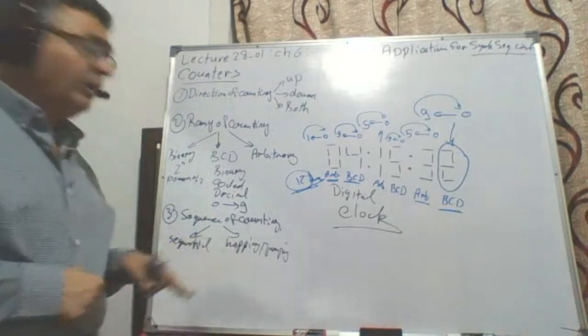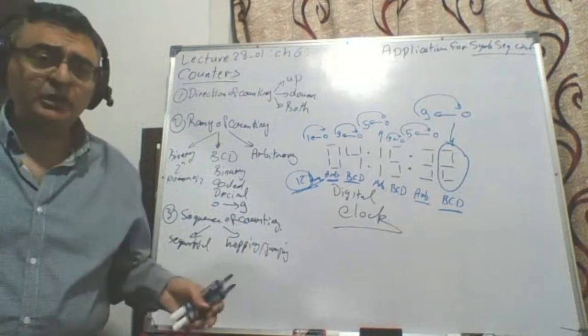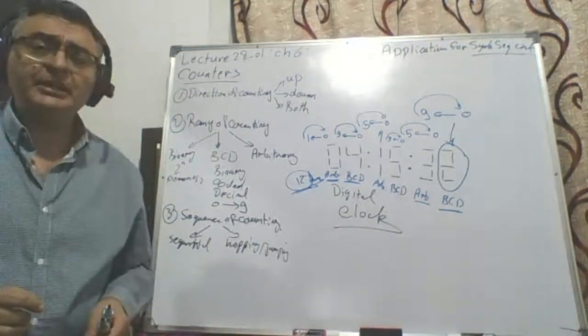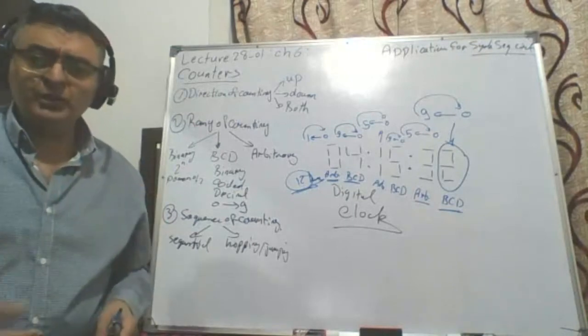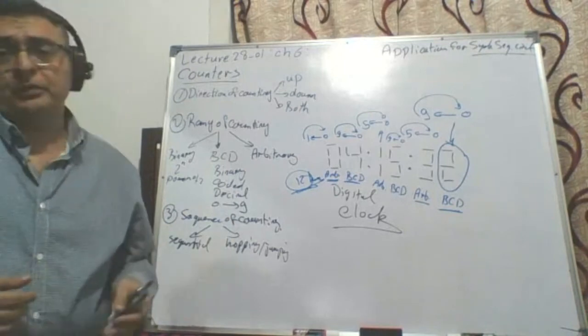Okay, we may have also a hopping counter. I may design a counter that counts, okay, in twos. So it means count 0, 2, 4, 6, 8, and so on. So skipping the odd numbers. This could be a counter.